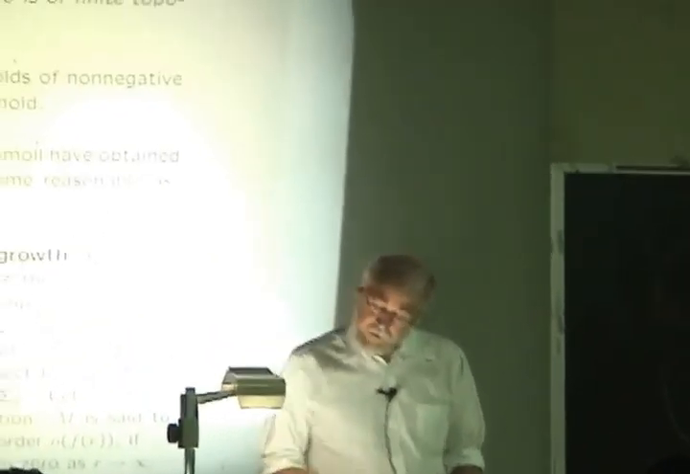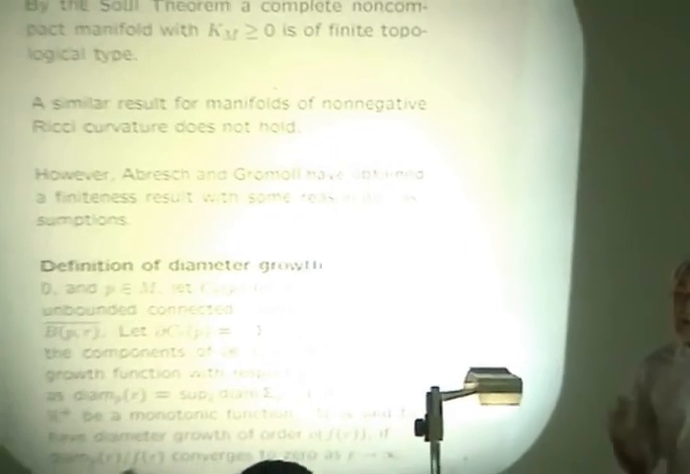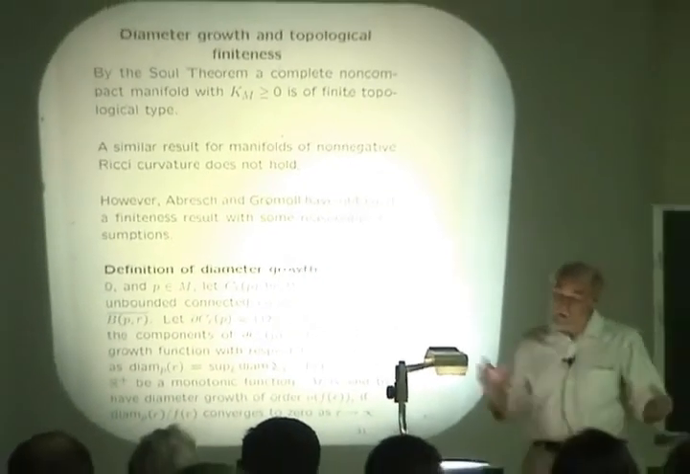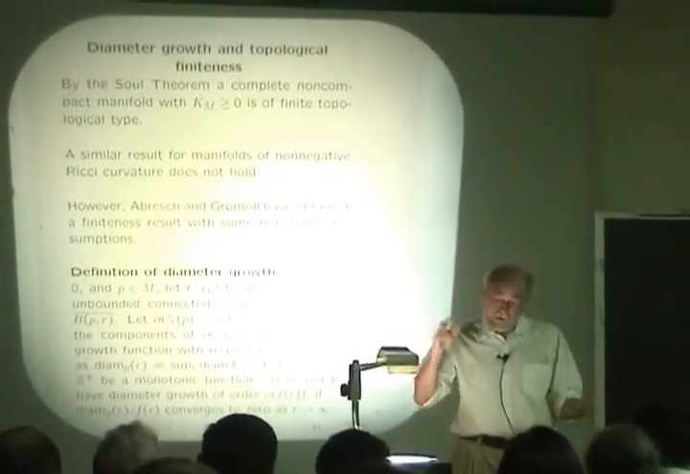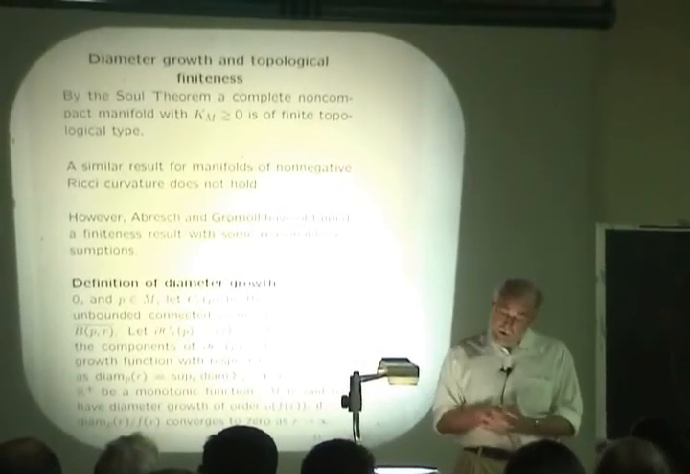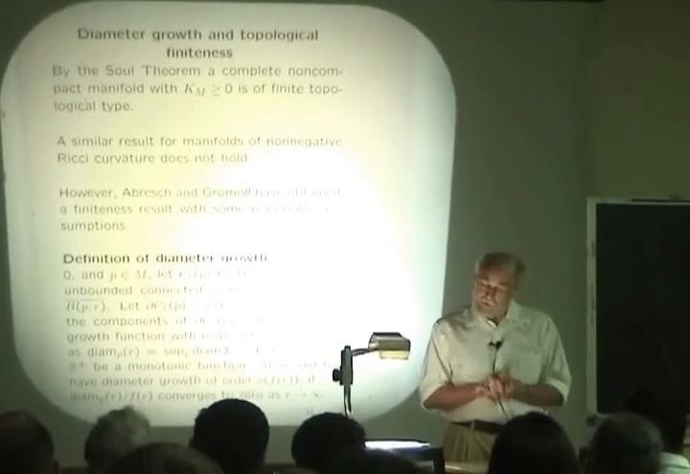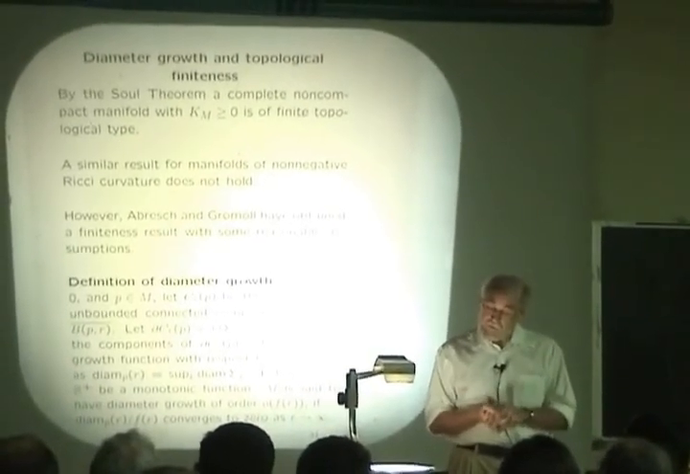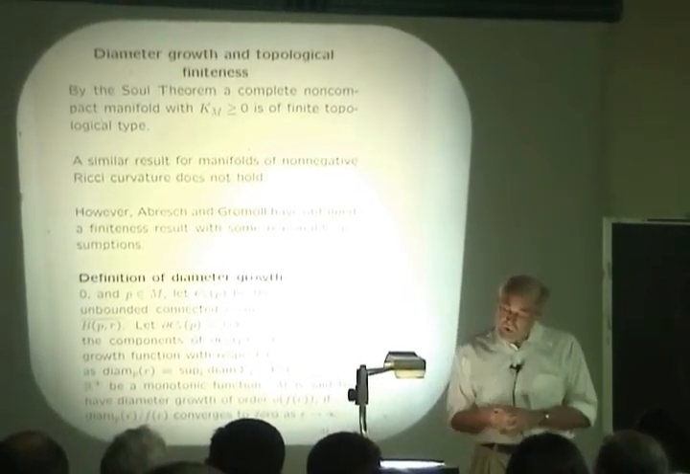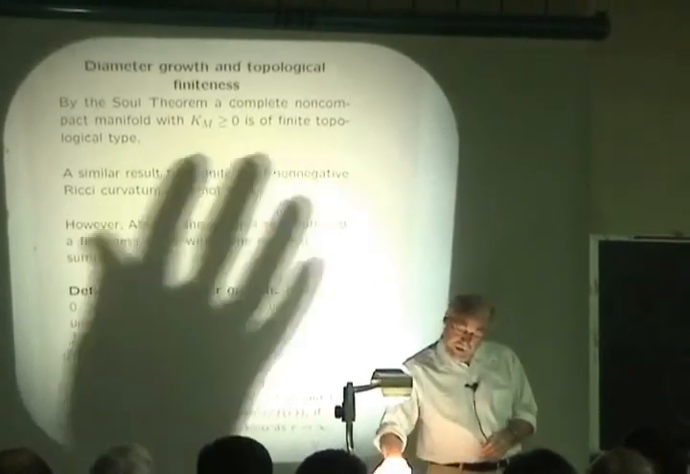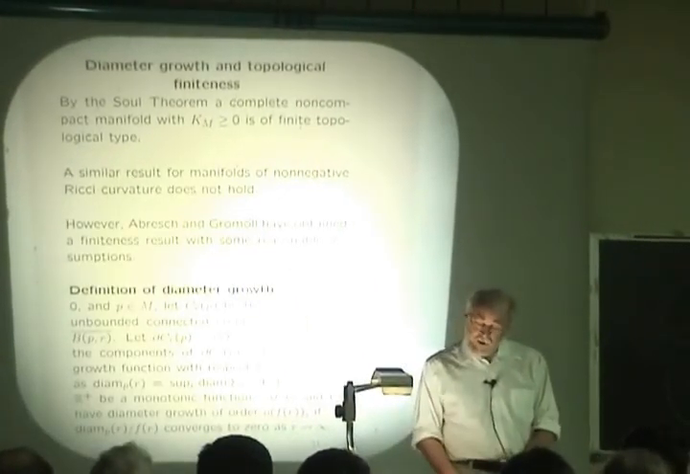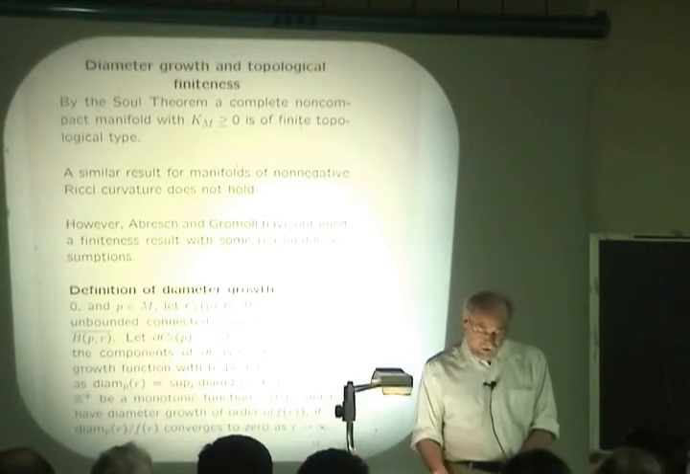So again, the Soul theorem says that all open manifolds of non-negative sectional curvature are of finite topological type. They're just diffeomorphic to bundles over compact manifolds. We know such a situation is very far from holding for Ricci curvature. But can you get some kind of finite topological type result for Ricci curvature among our hypotheses?